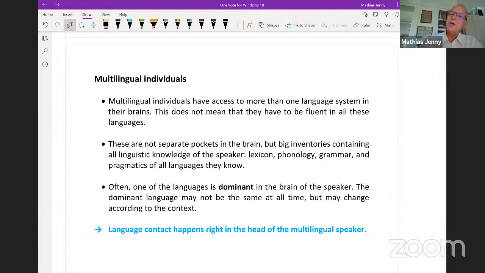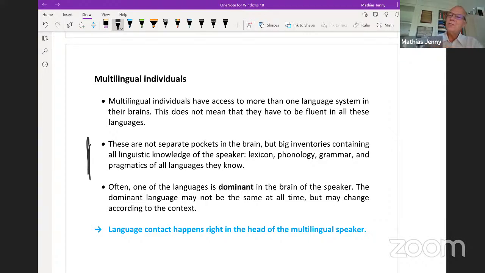But it's enough if you have only partial access to a language. You can take English loanwords into your Burmese without being fluent in English. Now, a very important point is that these language systems that you have access to are not stored in separate pockets in the brain. It's not like you have one part of the brain that is for English and one part that is for Burmese. It's just your brain, and everything is mixed up in your brain.